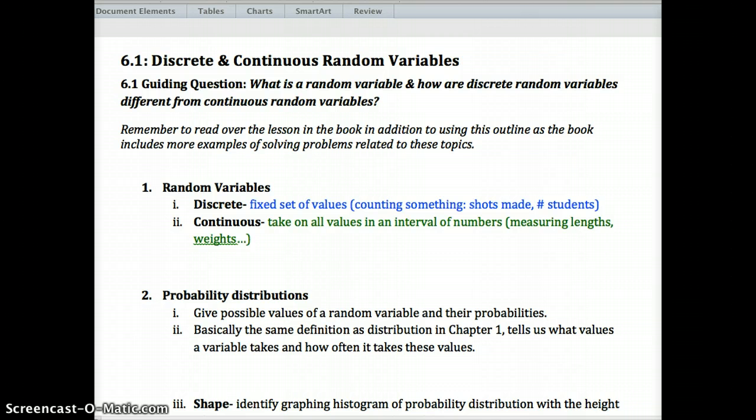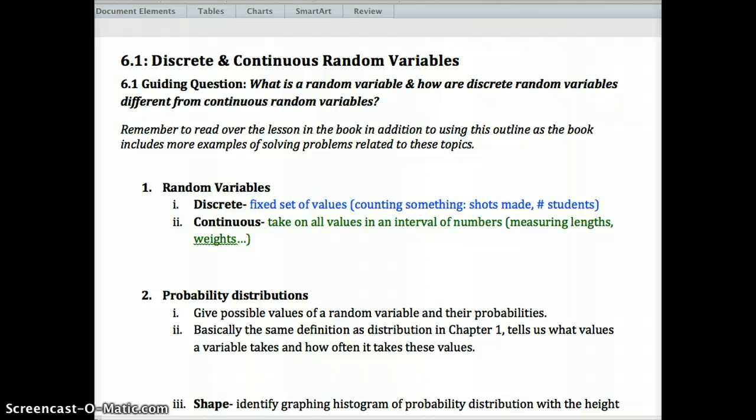So discrete means a fixed set of values. If I'm counting the number of shots I made playing basketball, I can't make 1.2. I can't make 7.5 shots. I'm counting the number of students in a class. There's no 2.5 students. It's only whole numbers. So discrete has a fixed set of values.